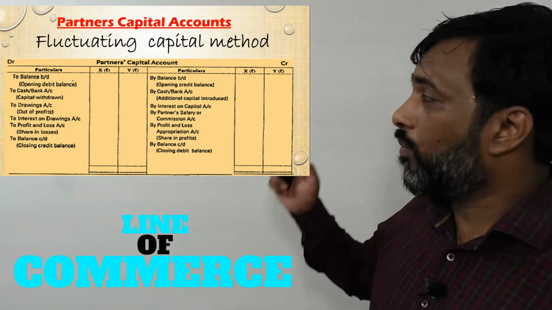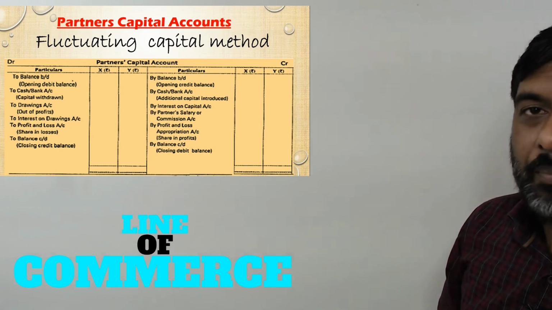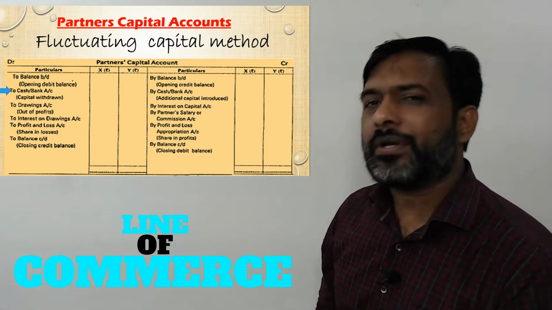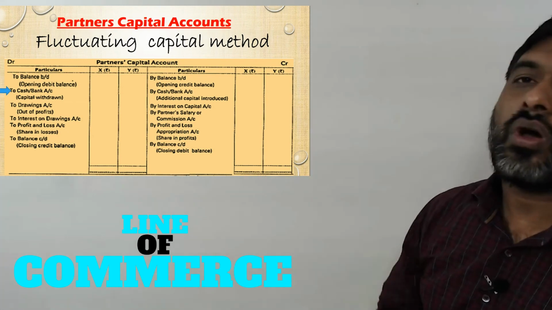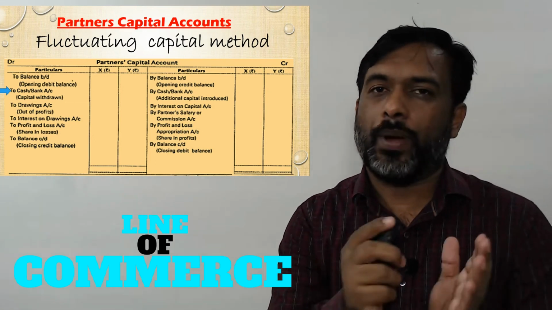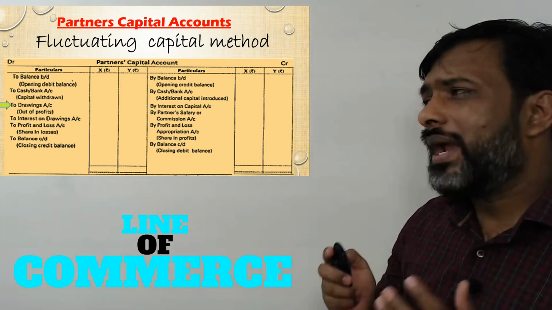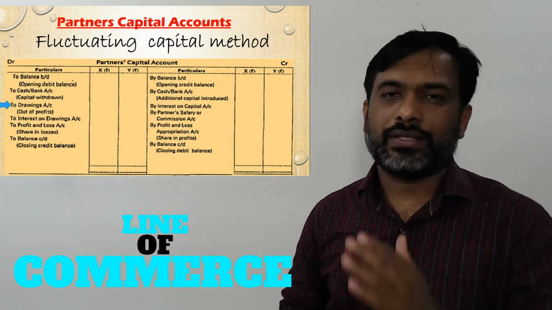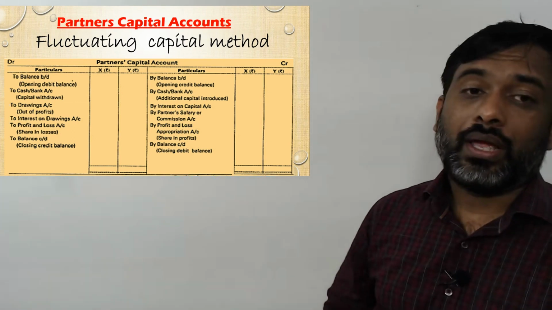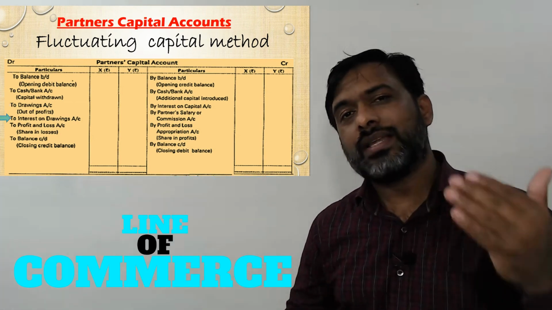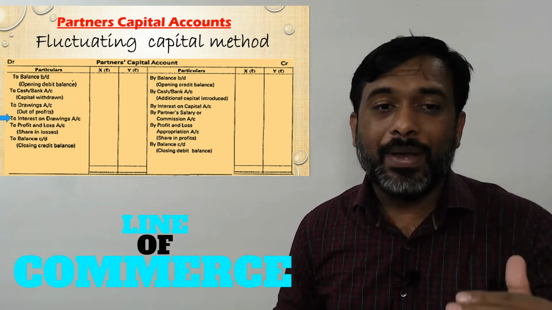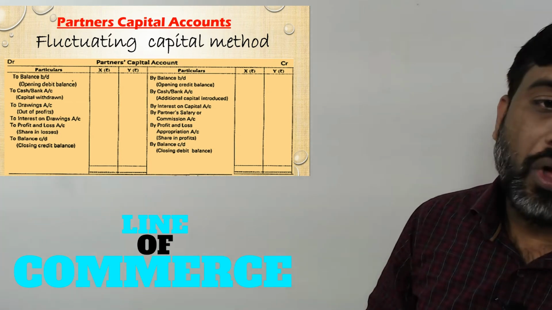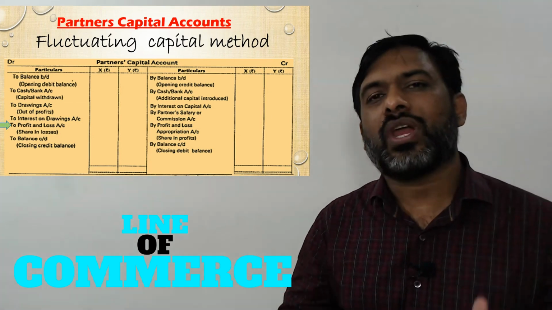See the items which come on the debit side of the partner's capital account. The first one is if a partner has withdrawn capital out of the firm, then you need to write it on the debit side as to cash or to bank. Then, if you have made any drawings out of your profit, that also will come on the debit side as to drawings account. Next is interest on drawings. So drawings and interest on drawings both come on the debit side of our fluctuating capital account. Next is to profit and loss account, that is basically the share in loss.